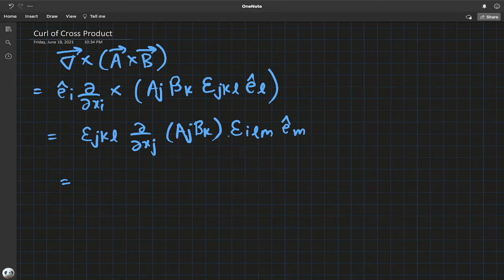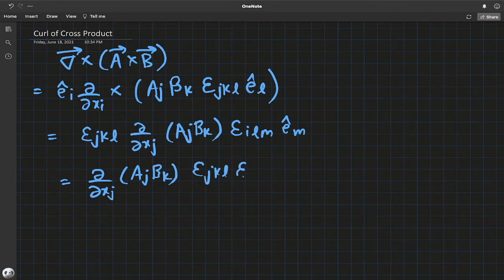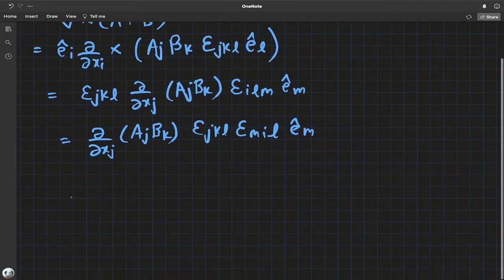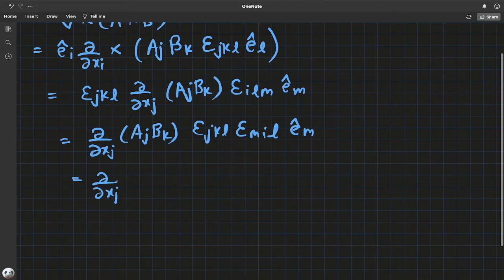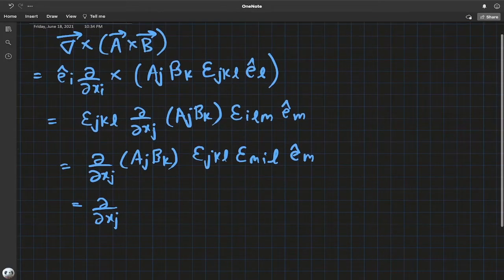What we can do is we want to use the Levi-Civita identity. So just flip the indices of the second epsilon here. So epsilon JKL, epsilon MIL, such that the last index is the same. And now the Levi-Civita identity. I'm sorry, this is supposed to be an I here.